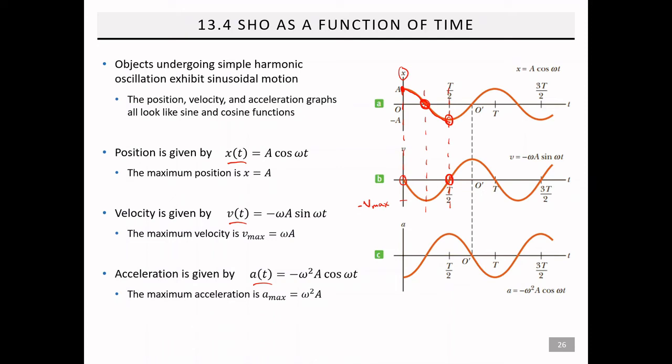Now if we keep going down for acceleration, at the amplitude position, the acceleration is at its maximum value, but also this value is the negative of the max. At the equilibrium position, the acceleration is 0, and then at the second amplitude point, the object has its maximum acceleration, and this time positive.